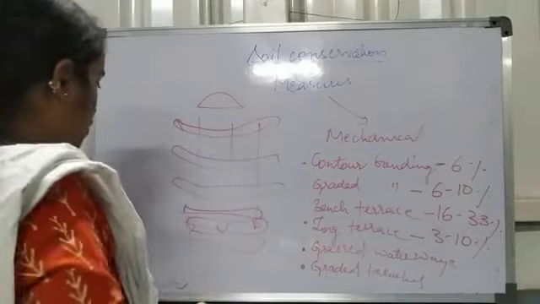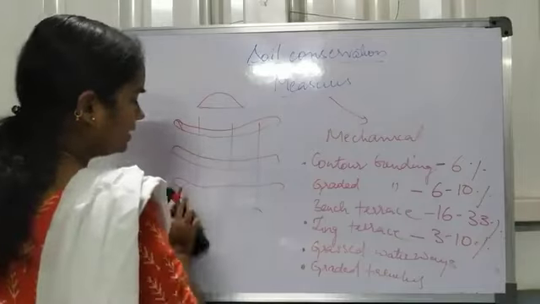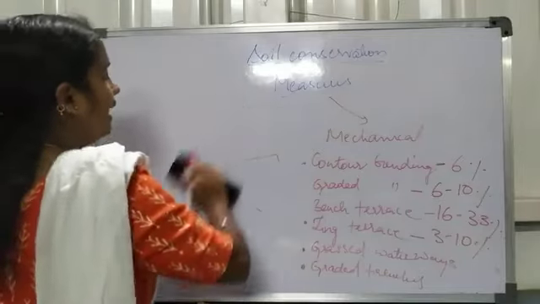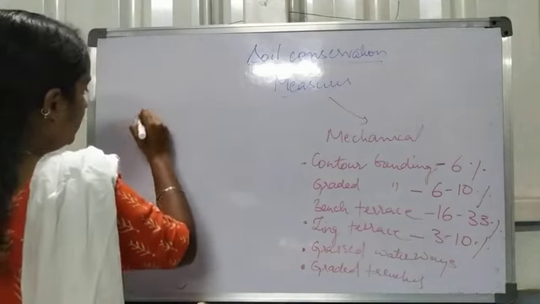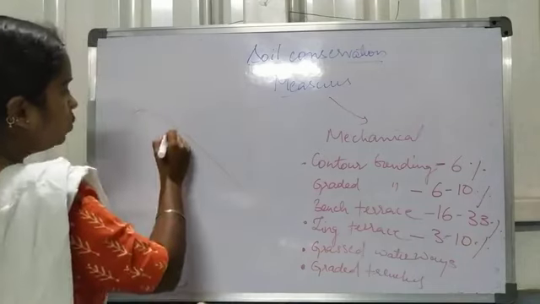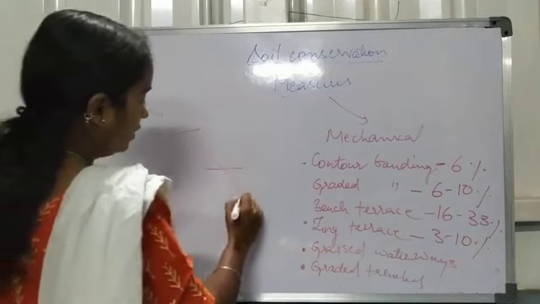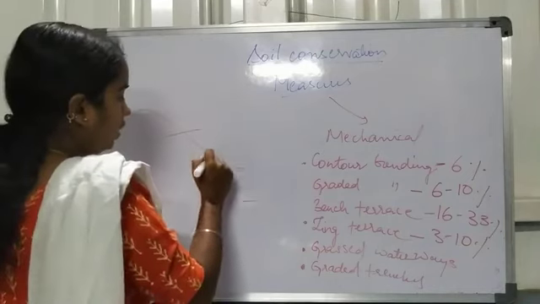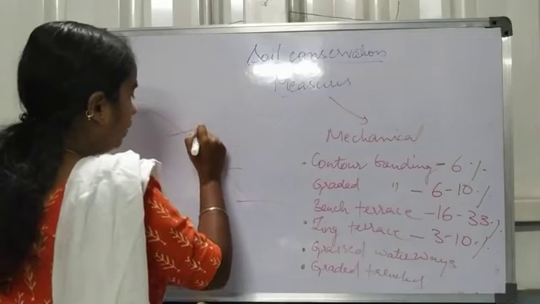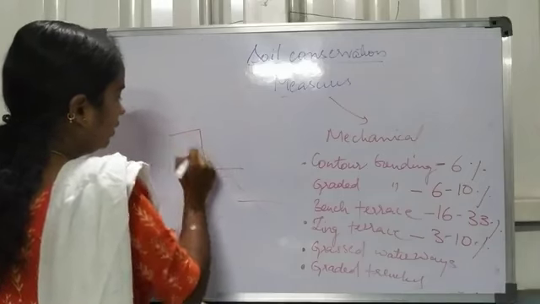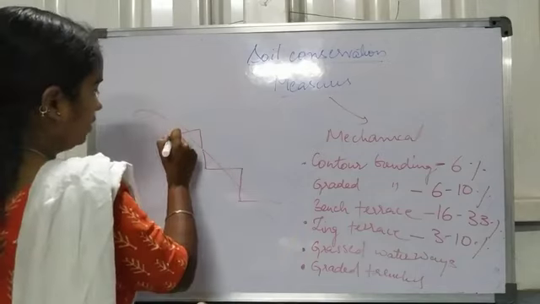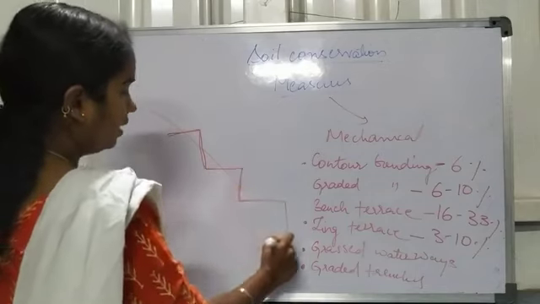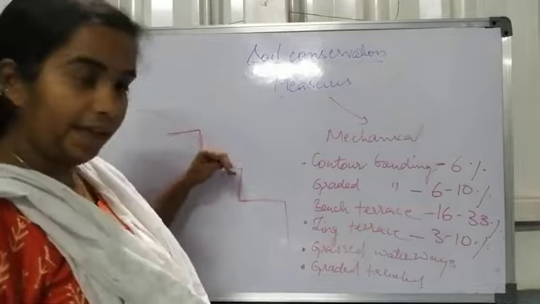Next one is bench terrace. Bench terracing is just like cutting the slope of the hill. Suppose this is the slope, this will be cut. Here the soil will be dug out and put here, and it will form steps, just like a bench and terracing.